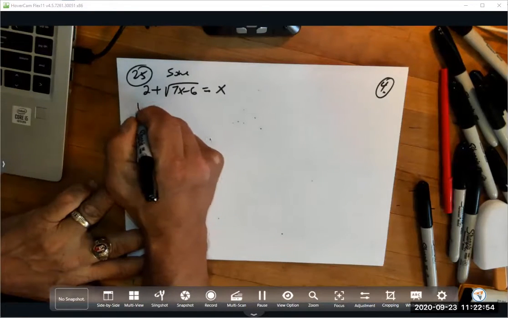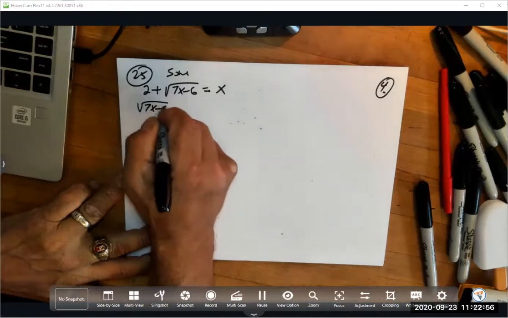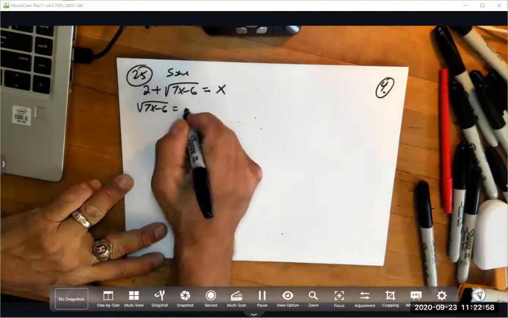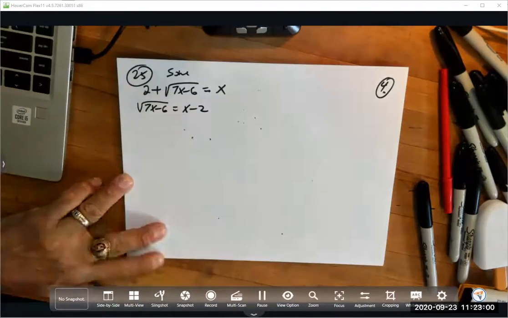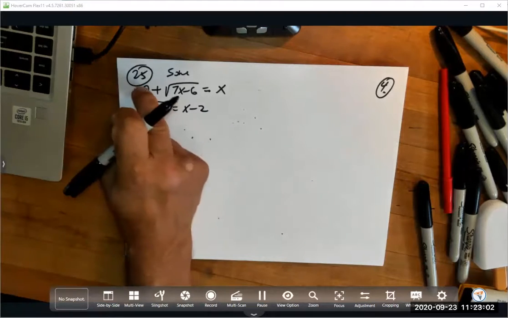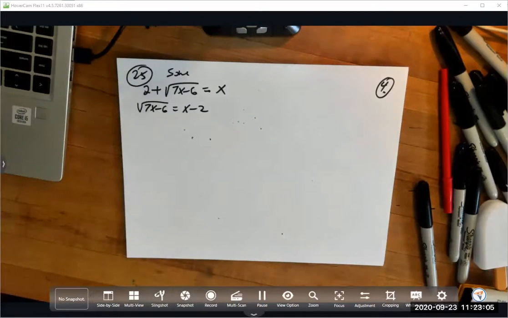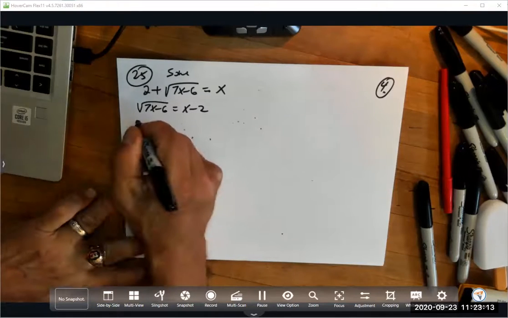Step number 1. This is what you're going to do. You're going to bring this 2 over to the other side like this. Bring it from plus 2 to minus 2. Everybody okay with step number 1? Yes. So now, we just did one like this one. So we just square both sides, of course.